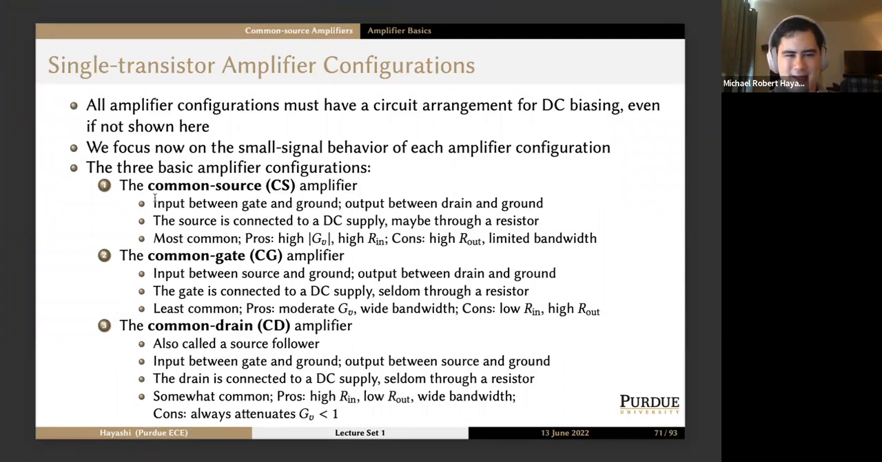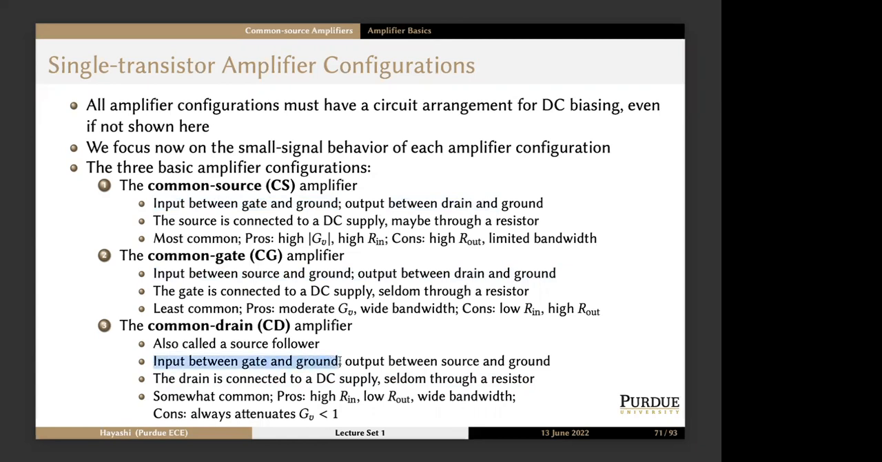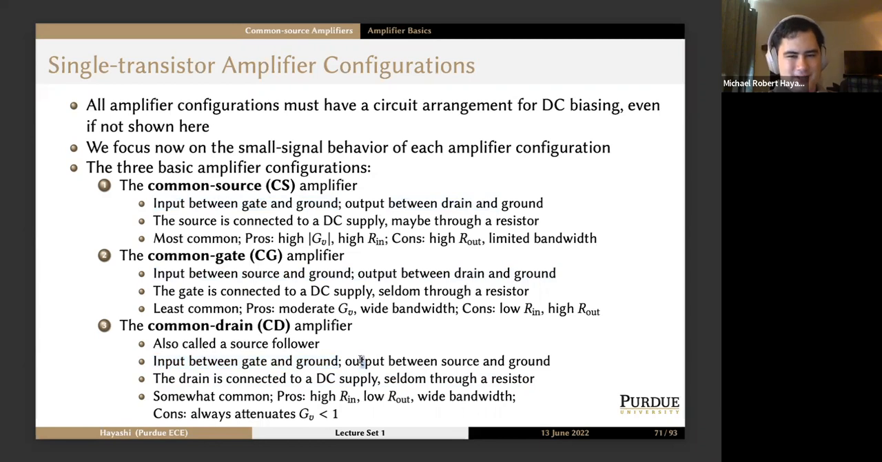Slide 71 basically says, sure, you can think, okay, source is connected to a DC supply, gate is connected to a DC supply, drain is connected to a DC supply, hence the name common source, common gate, common drain. However, the easiest way I've had teaching students how to identify them is to look for where the input and output are. Common source amplifier: the input's between gate and ground, output is between drain and ground. Common gate: input is between source and ground, output is also between drain and ground. And then common drain amplifier, the source follower: input is between gate and ground like the common source, but the output is now between source and ground. These are the easy ways.